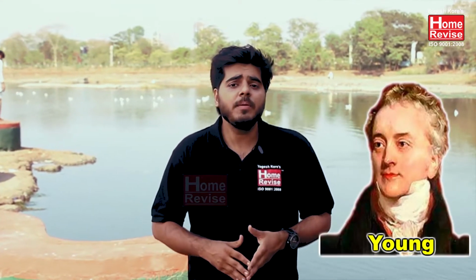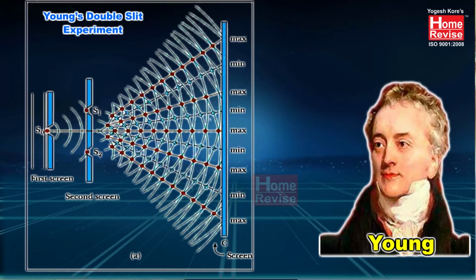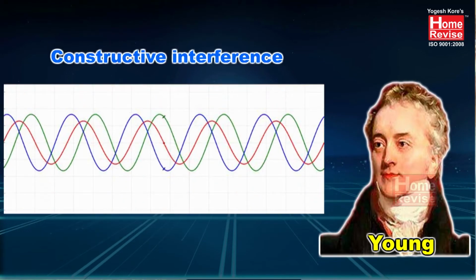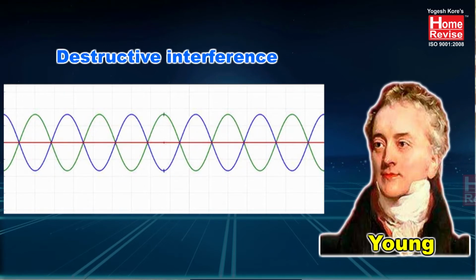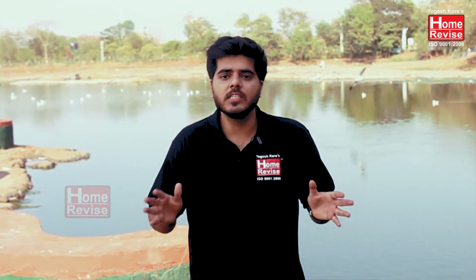Now, after that, a scientist named Young performed an experiment called Young's double slit experiment. In his experiment, he explained how exactly constructive and destructive interference takes place. He concluded that constructive interference results in a bright point and destructive interference results in a dark point. Now, we are not going to perform Young's double slit experiment with light, but we are going to understand it with the help of waves, that is, water waves.